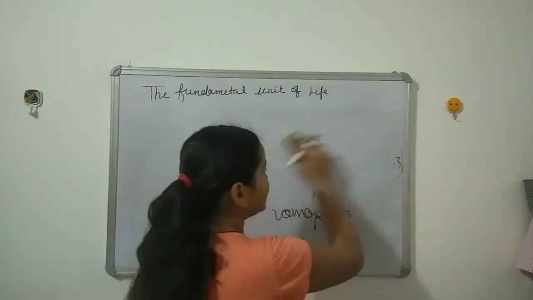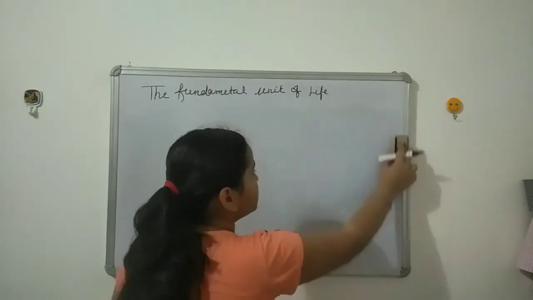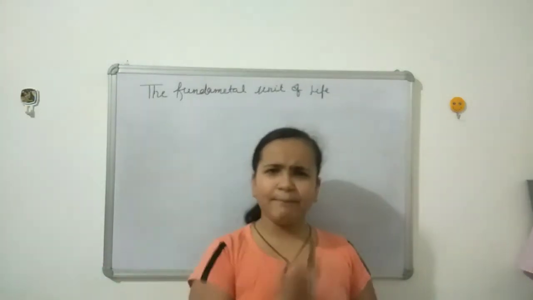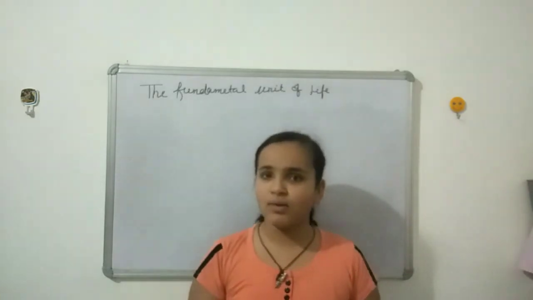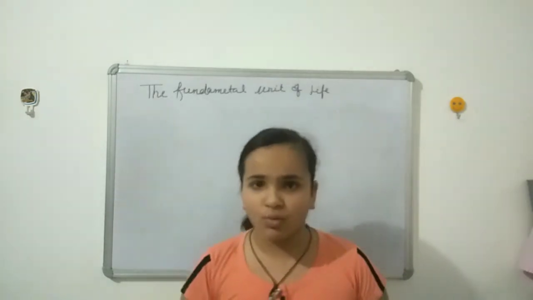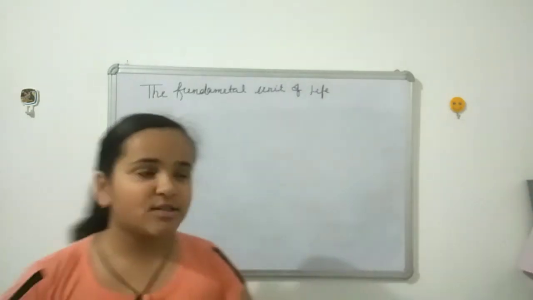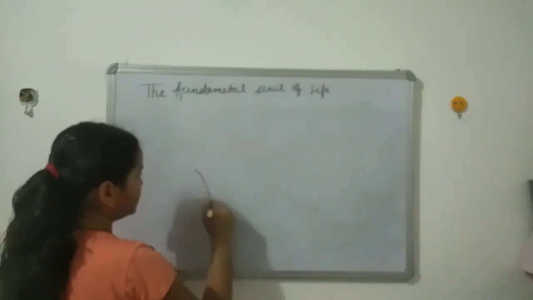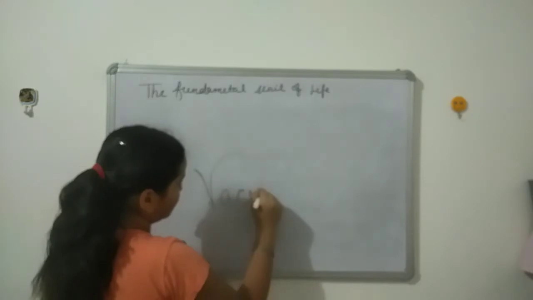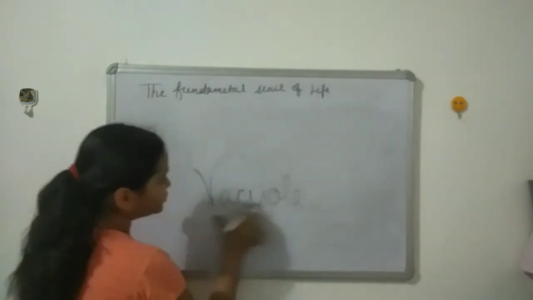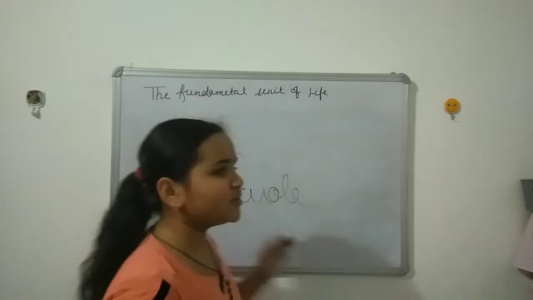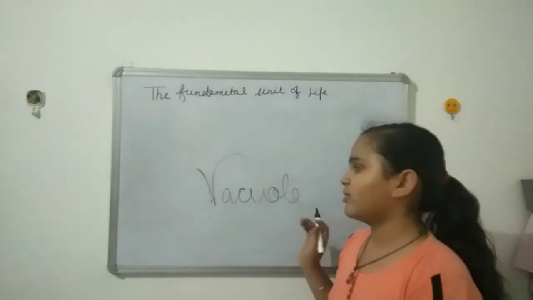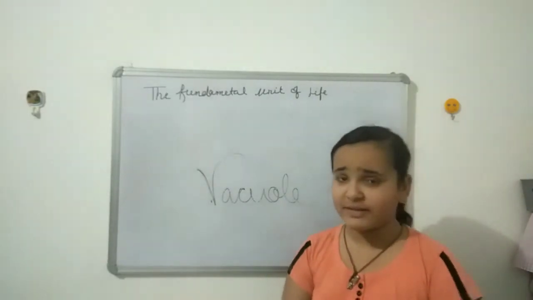So now moving to our next cell organelle, which is a vacuole. The empty looking structure in the cell is called a vacuole, and it stores water. I just told you about it in hypotonic solution. So these vacuoles store the extra amount of water in the cell. This is the main function of them.